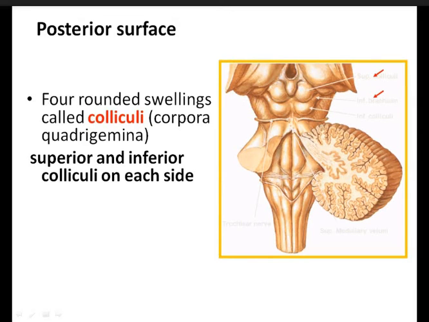So move on to the posterior surface. On the posterior surface of the midbrain, we can see very important features, the swellings. These swellings are known as colliculi. This is the superior colliculus on the right and the left side, and this is the inferior colliculus on the right and the left side. So the superior and inferior colliculi are the important features in the posterior aspect of the midbrain.